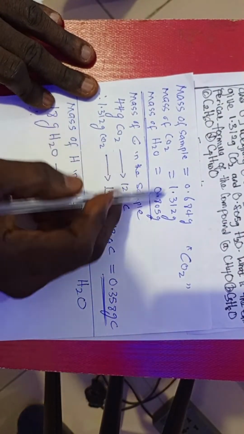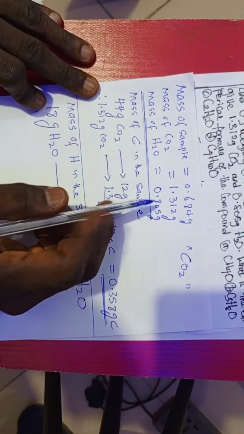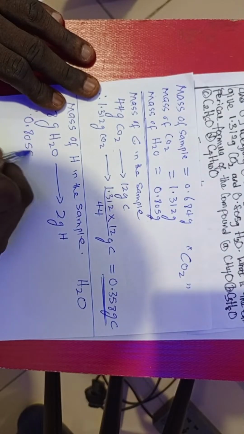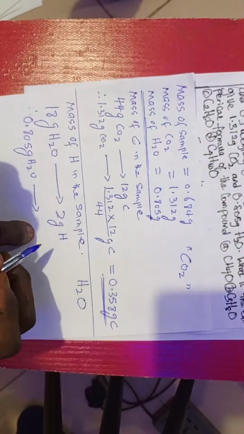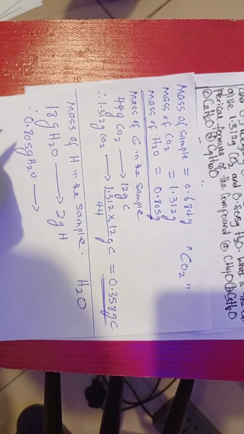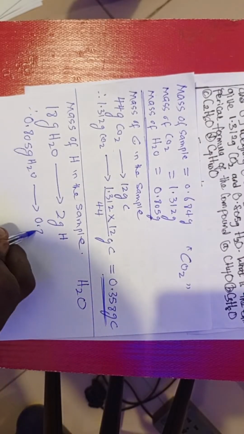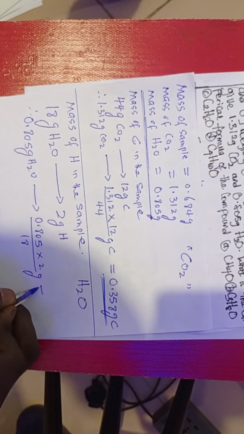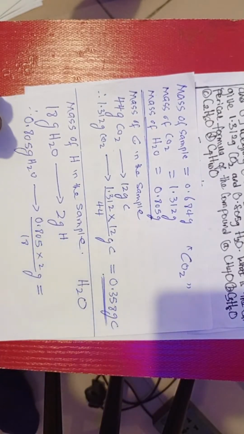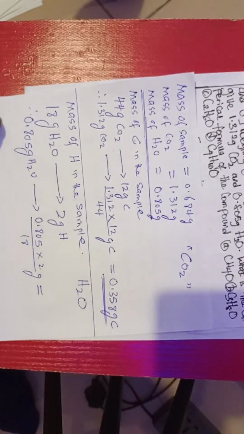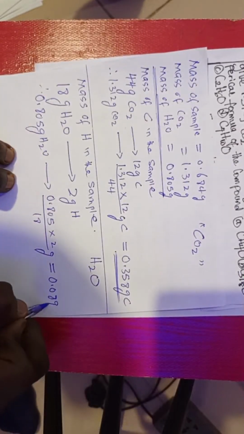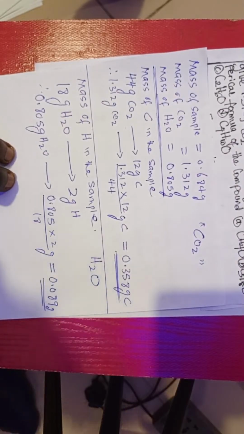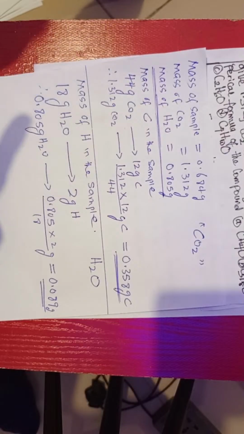So therefore, from the given quantity, 0.805 grams of water is expected to contain how many grams of hydrogen? Now we do the same arithmetic, you cross multiply. So 0.805 multiplied by 2 divided by 18 grams. So what is the mass of hydrogen here? Do the arithmetic. Let's get the answer in the options. I'm seeing 0.089. That is beautiful. That's the correct answer. So we have 0.089 grams. Beautiful. So now at this point, we have the mass of carbon and hydrogen in the sample.